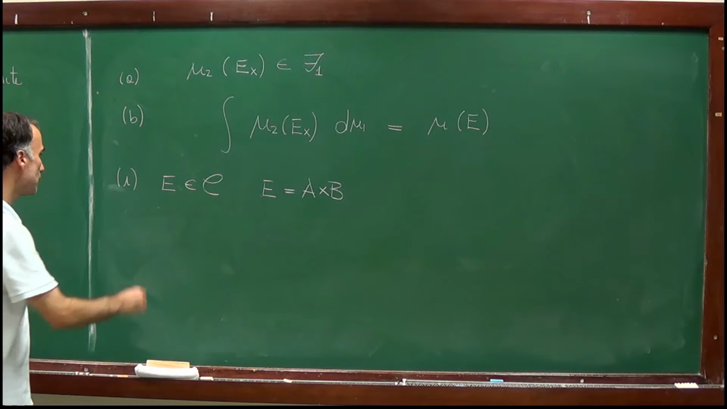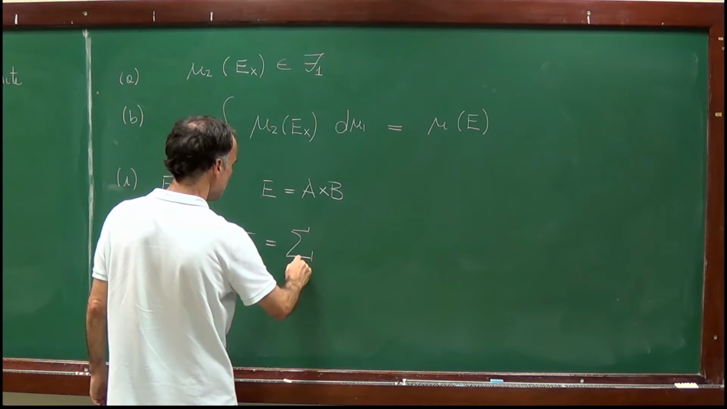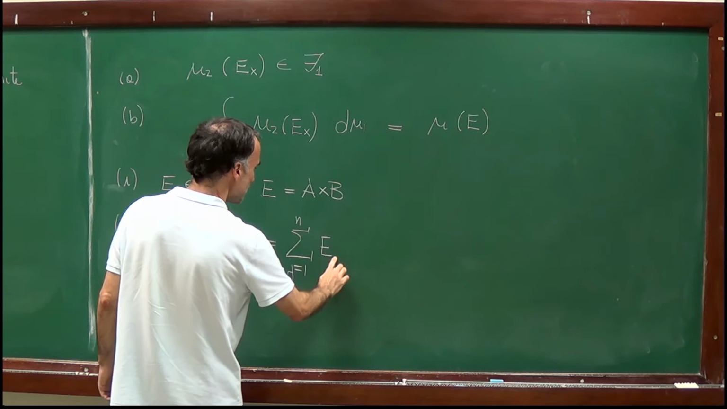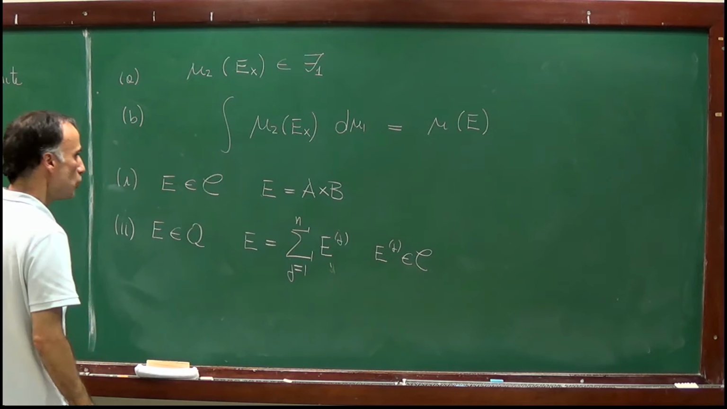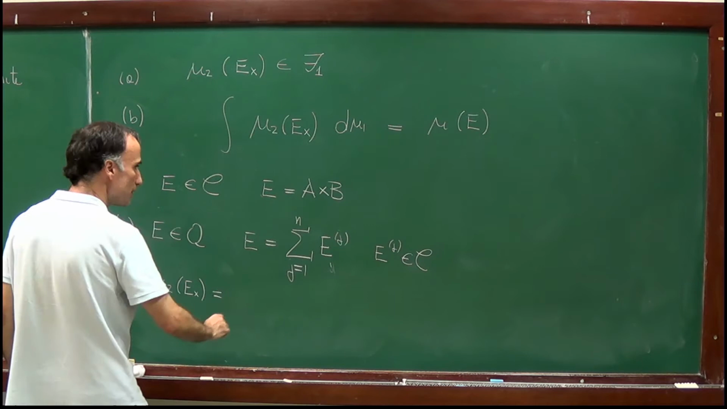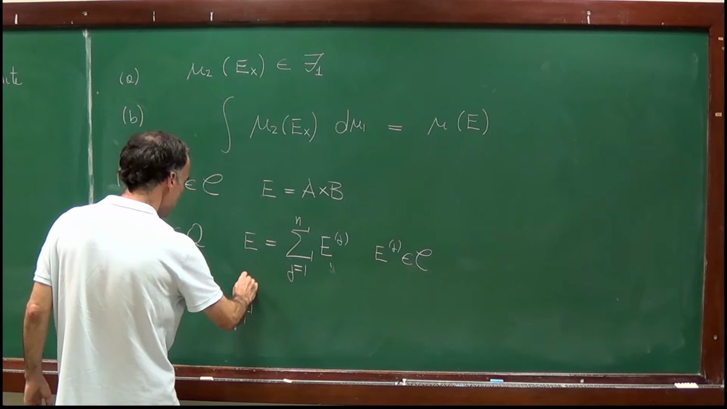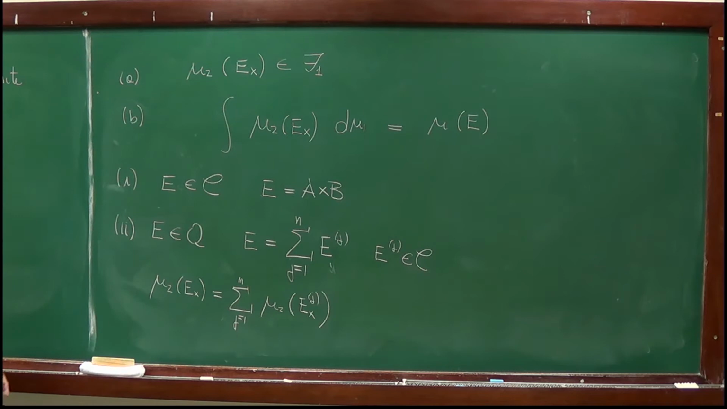So now let's assume that E is an element of the algebra. So this means that E is equal to a finite union of Ej, where the Ej are rectangles. So we have seen that mu 2 of Ex is equal, in that case, to the sum of mu 2 of Ejx, where these sets Ejx are all, remember, rectangles.